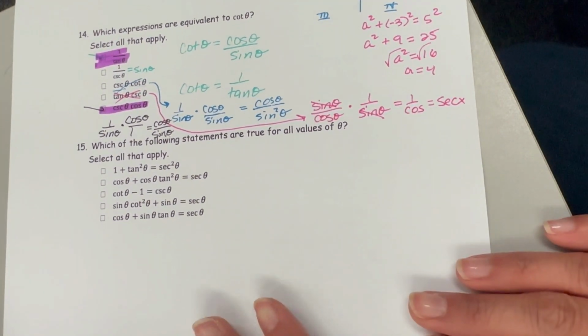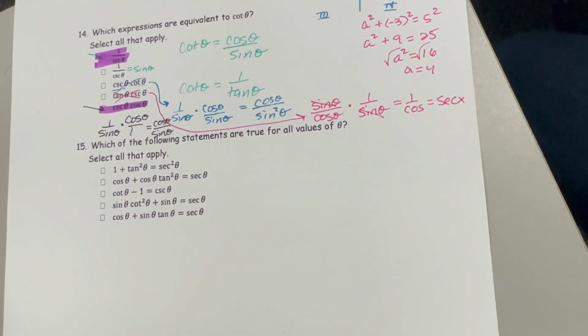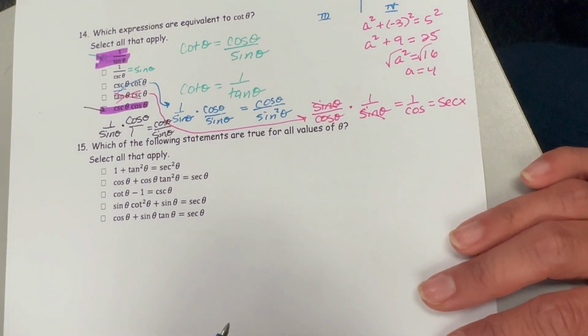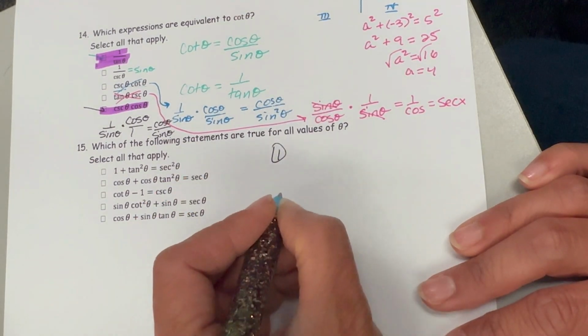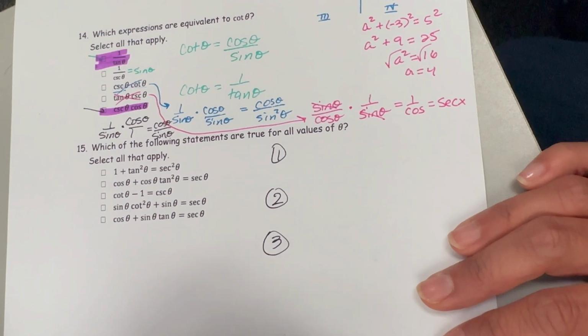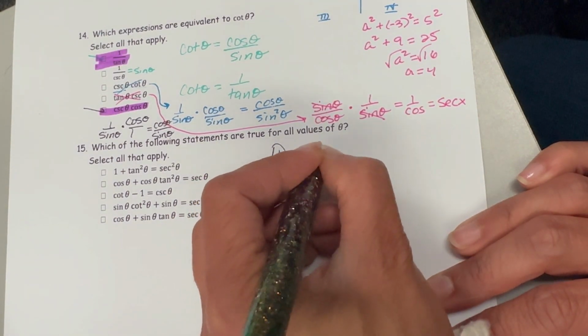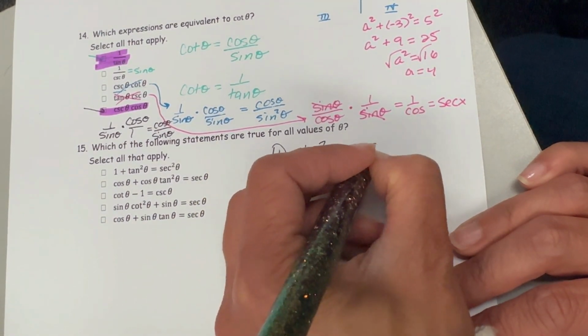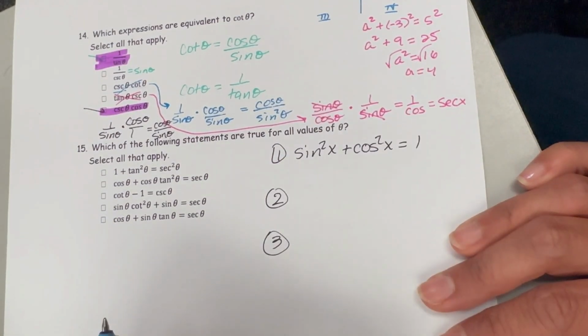And then the last question: which of the following statements are true for all values of theta? Select all that apply. So to show your work on a problem like this, you need your big kahunas. There's 3 of them, just like your last quiz. The first one, the main big kahuna, is sine squared plus cosine squared equals 1.